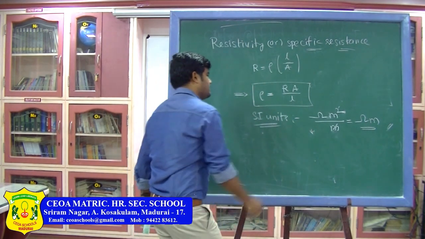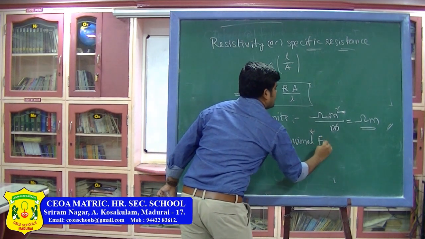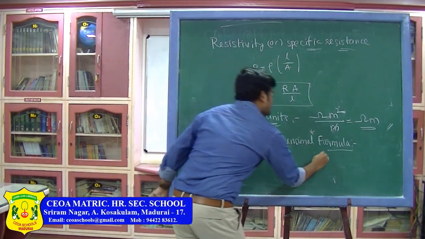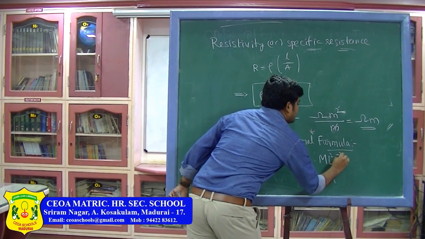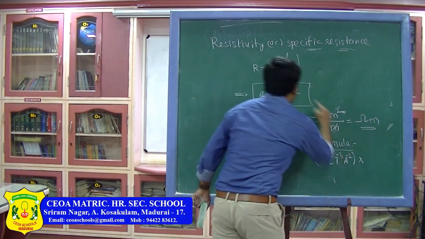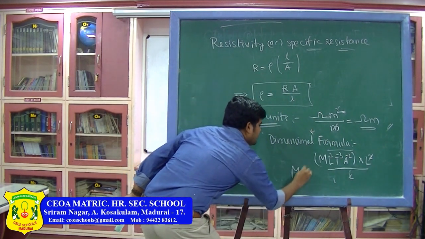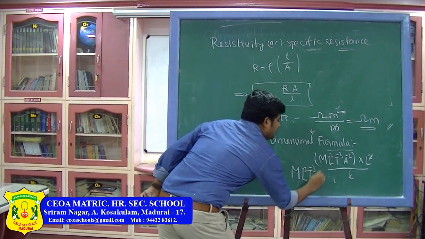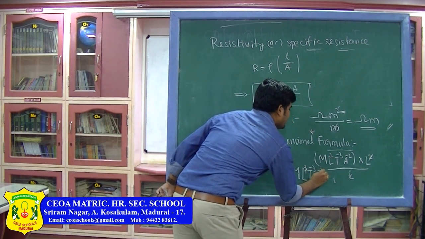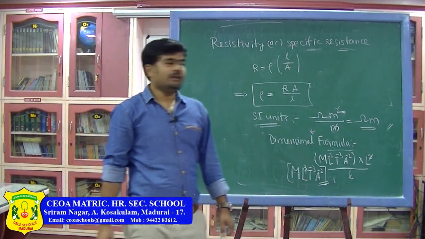Its dimensional formula is, first, the electrical resistance dimensional formula, which is M L square T power minus 3 A power minus 2, into the area dimensional formula L square divided by L. So, you can cancel L, then the resistivity dimensional formula is M L cube T power minus 3 A power minus 2, because L into L square will be L cube. That is the dimensional formula for electrical resistivity.